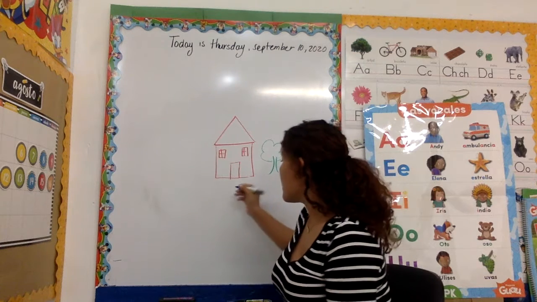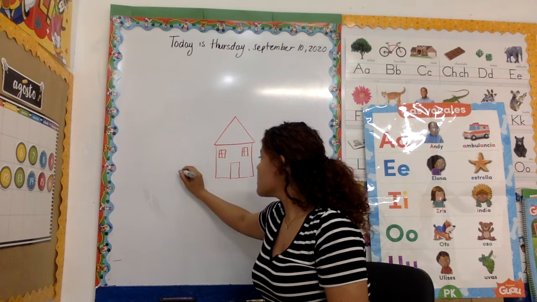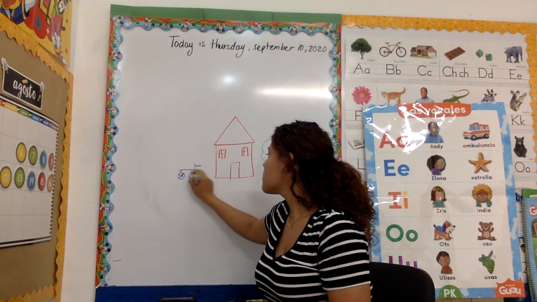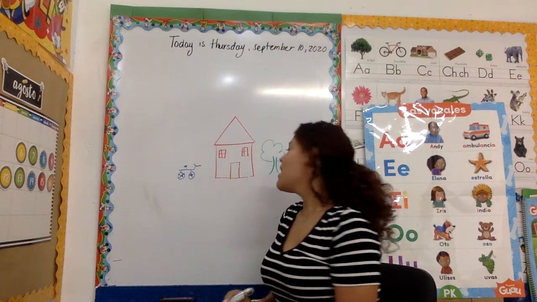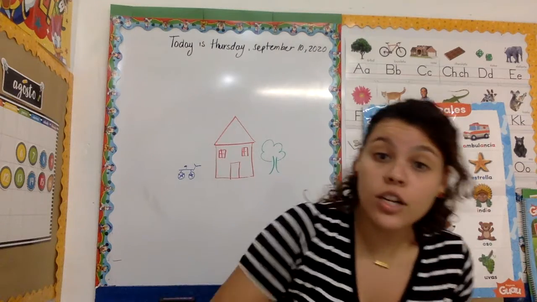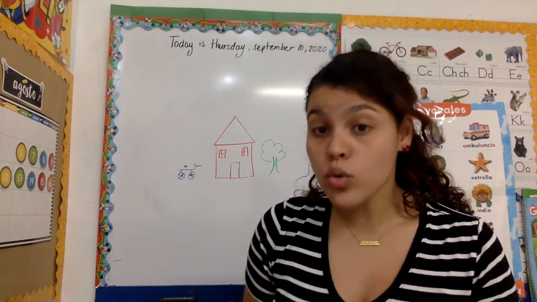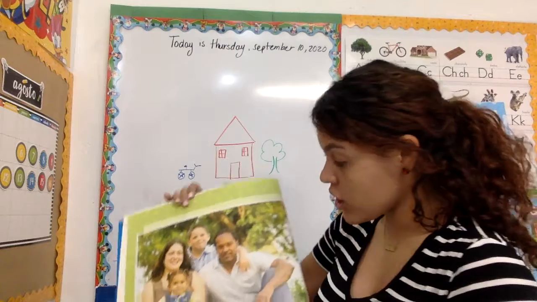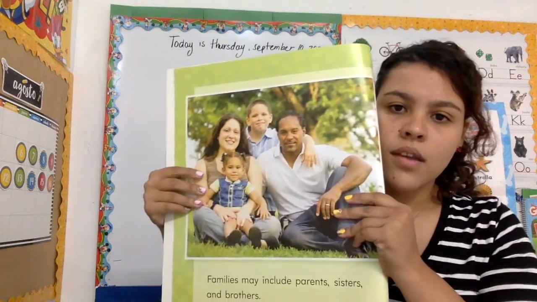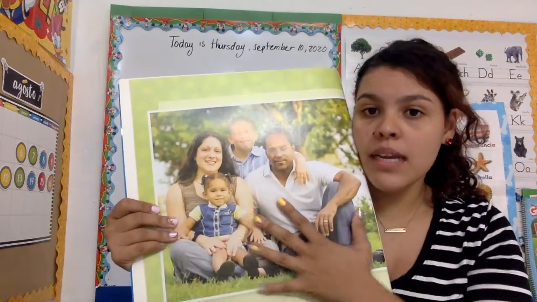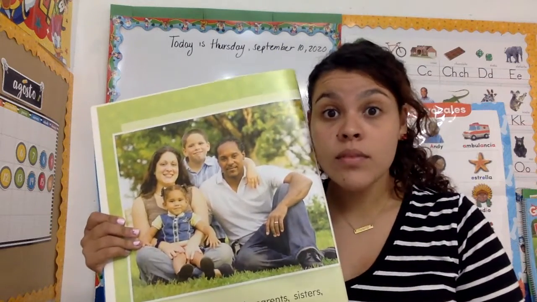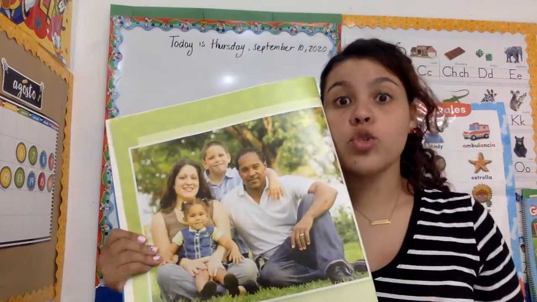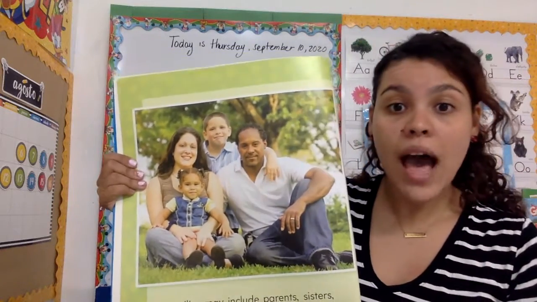What color is the bicycle? ¿Qué color es la bicicleta? ¿Qué está viendo? La bicicleta, what color is the bicycle? It's color blue, azul. So in here, I'm going to show you a picture of a family. Family. Familia. Do you have a family? ¿Tienes una familia? Yes. Of course. Por supuesto. Claro que sí. You have a family.